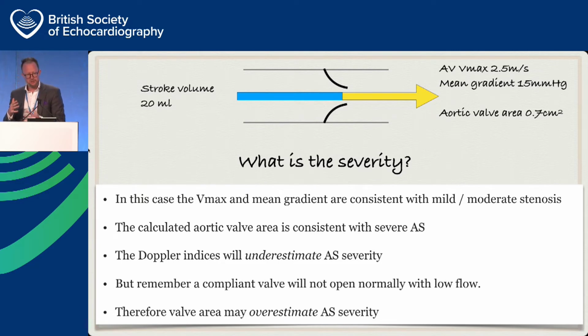But equally, remember that the valve may actually not be that abnormal. It may be pretty normal. And of course, if it hasn't got much blood going through it, it doesn't have to open that much. And so although the valve area measures how much the valve opens, that may be overestimating the true severity.